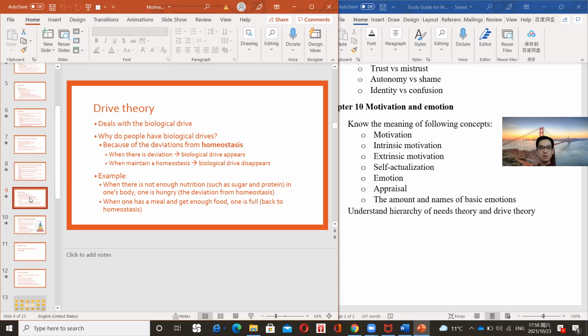The example is that sometimes we are hungry. The feeling of hunger is a biological drive. It's a biological drive that tells ourselves that we do not have enough nutrition in our physical body already. We need to get more nutrition to maintain the homeostasis, to go back to the homeostasis. So that is the basic logic in drive theory.